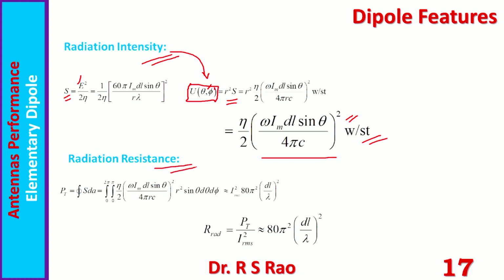Similarly, radiation resistance can be computed. How? First we compute the total power radiated. It is the closed surface integral over density, radiation density S, S dA. S is available, already we have calculated. Substitution and a little bit of manipulation gives us I square RMS times 80 pi square dl by lambda whole square. From this, R radiation can be found as 80 pi square dl by lambda whole square.